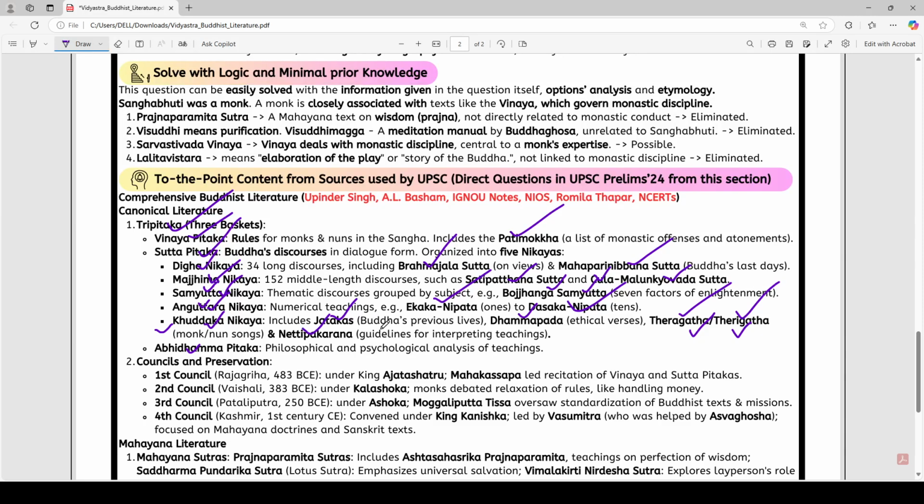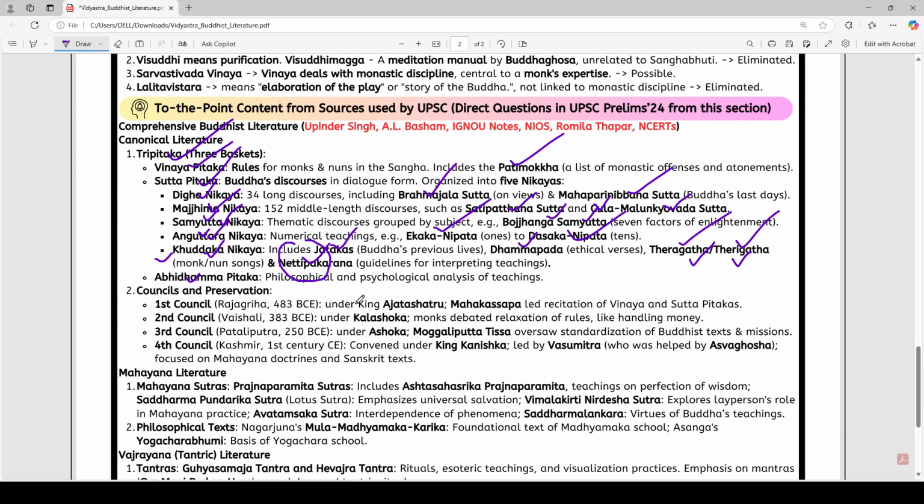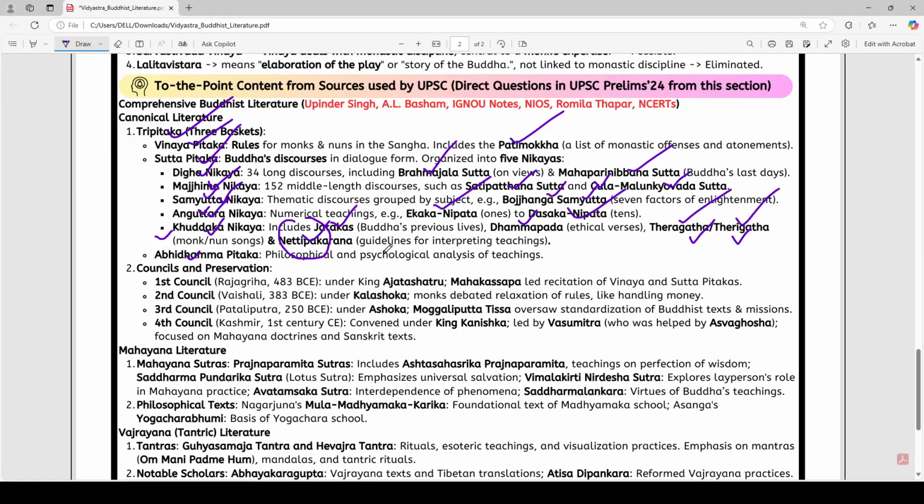Now we come to Neti Pakarna. It has how you have to understand the teachings of Buddha. Neti means guide. Let's say you have a very big book, let's say it has 1,000 pages, but there is a short summary of it with which you can understand what the book actually consists. So Neti Pakarna is that guide, which helps you understand Buddha's teachings or the philosophy of Buddhism. Then there is the Abhidhamma Pitaka, which I said includes philosophical and psychological teachings, analysis of teachings.